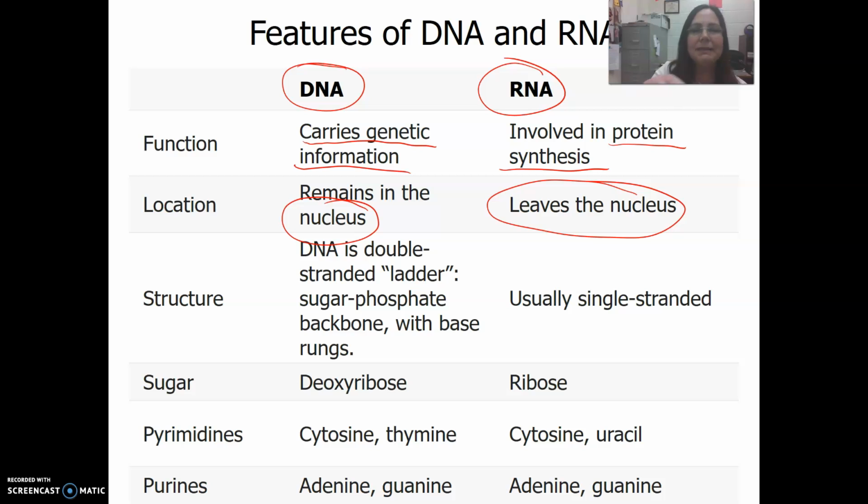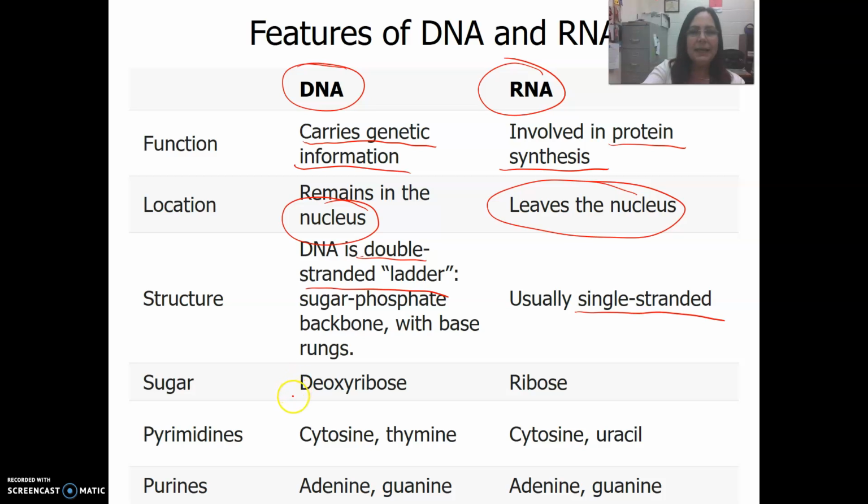The structure is that DNA is a double helix or double-stranded ladder, and RNA is single-stranded. It says usually, because the only time RNA is double-stranded is that some viruses have double-stranded RNA for their genetic material. But viruses are not technically a living thing. But living things, including bacteria, which are the smallest living things, have single-stranded RNA.